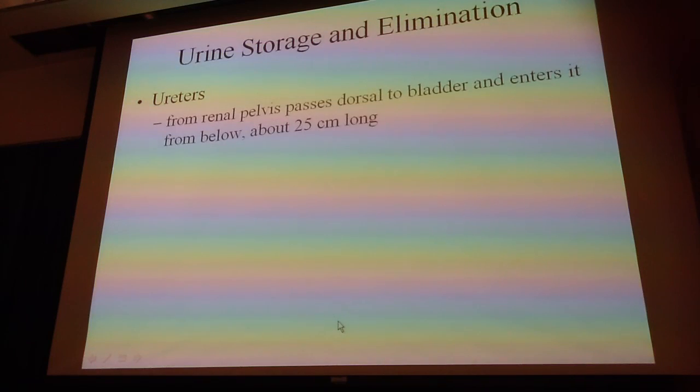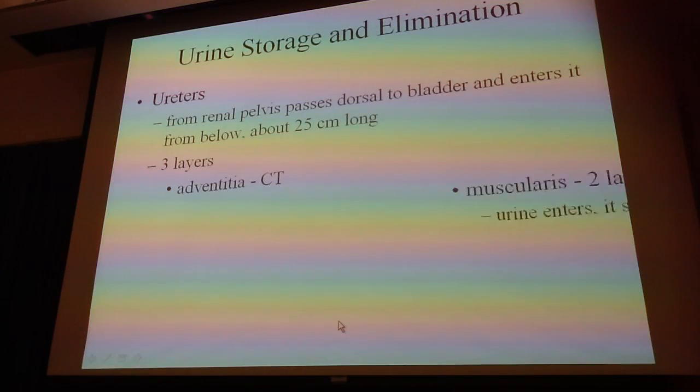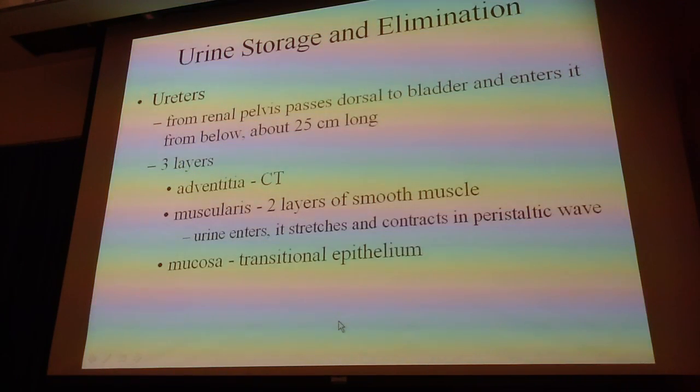Let's see what else we have here. Does this look familiar? The 3 layers of your ureter. Where have you seen the adventitia? I would call this the tunica media, and this would be the tunica intima. Blood vessels. Blood vessels, yeah. Your ureter is very similar to a blood vessel.